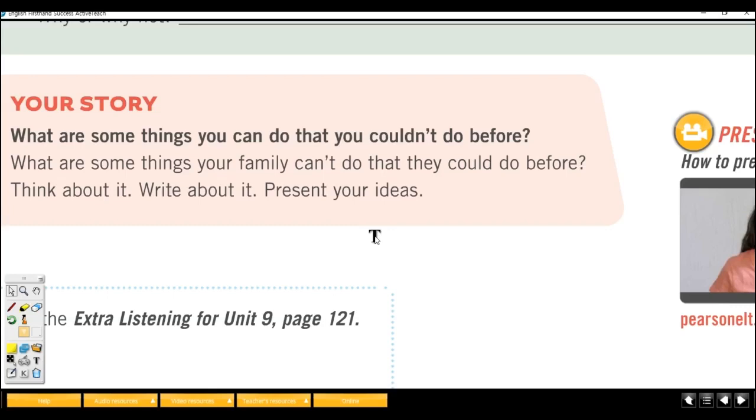Okay, so let me write down some of my ideas. What are some things you can do now but you couldn't before? Okay, 지금 할 수 있는 거 있어요? Is there something you can do now? 그런데 옛날에 못했었어요. But you couldn't do before. Okay, 또는 what are some things your family can't do that they could do before?